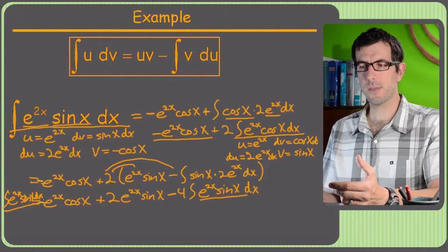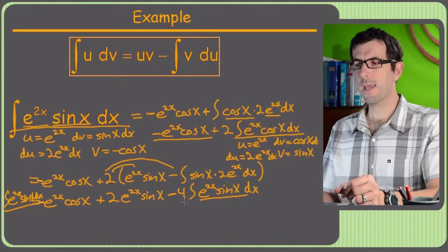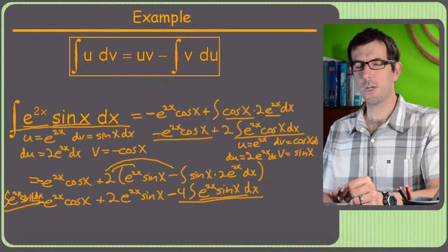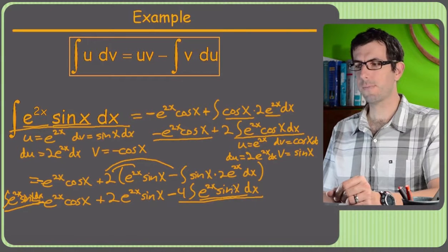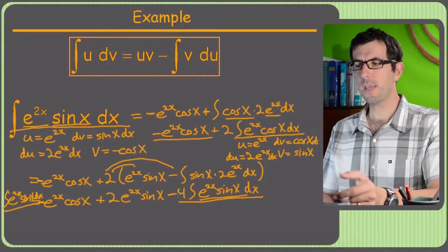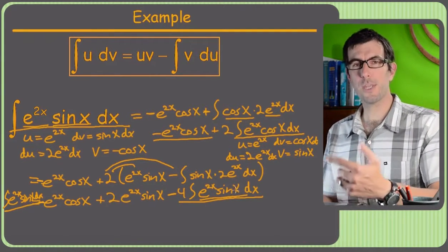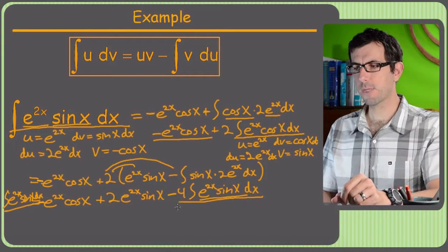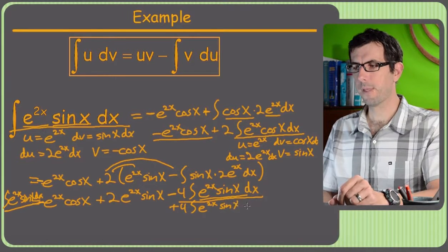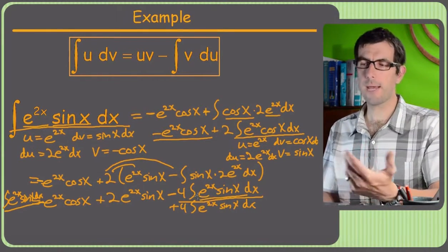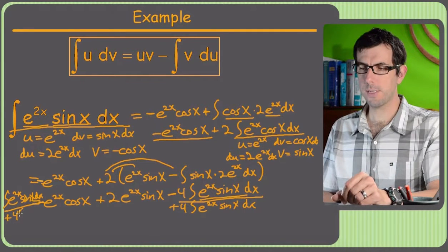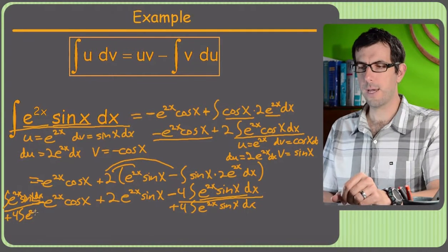If I've got one of these on the left, and I've got negative 4 of them on the right, couldn't I just combine like terms? So if I want to get rid of negative 4 of something on the right, don't I just have to add 4 times that same thing? So I'm just going to add to both sides of the equation 4 times the integral of e to the 2x sine x dx. And of course, if I'm adding it to the right, I have to add it to the left. So I got to add 4 times the integral of e to the 2x sine x dx.